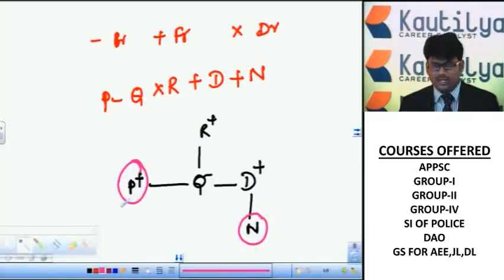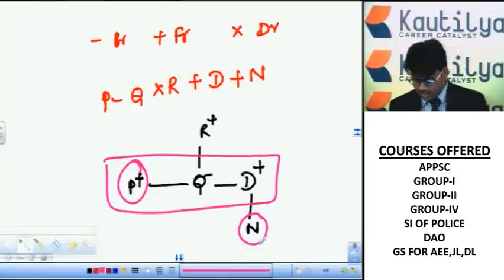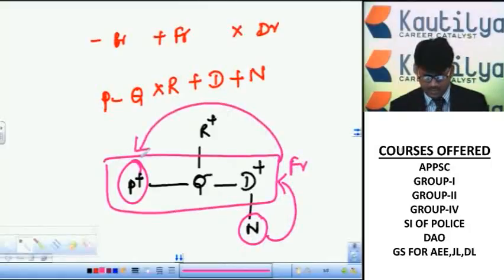P is in the upward direction, N is in the downward direction. P, Q and D are in a sibling manner, then N is in the down position. N is called by D as father. That father, D, is called by P as brother. Finally, N is called by P as father's brother. Father's brother is paternal uncle. P is the paternal uncle of N. This is the answer for the question. Thank you.